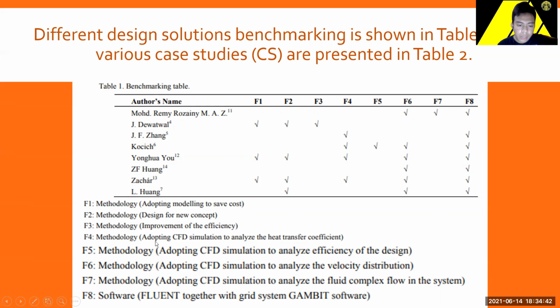And then F4, adopting CFD simulation to analyze the heat transfer coefficient. F5, adopting CFD simulation to analyze the efficiency of the design. F6, adopting the CFD simulation to analyze the velocity distribution. F7, adopting CFD simulation to analyze the complex fluid flow in the system. And the F8 software is Fluent, together with the grid system game-based software.